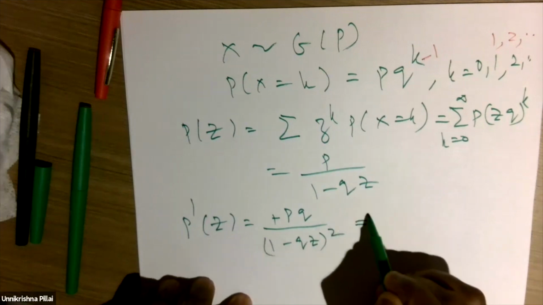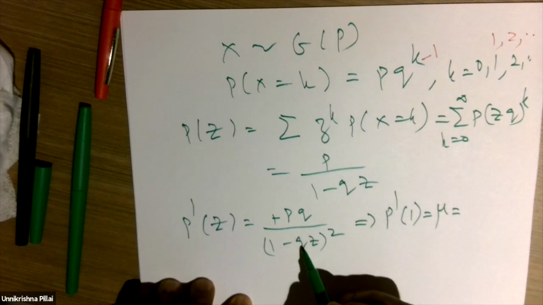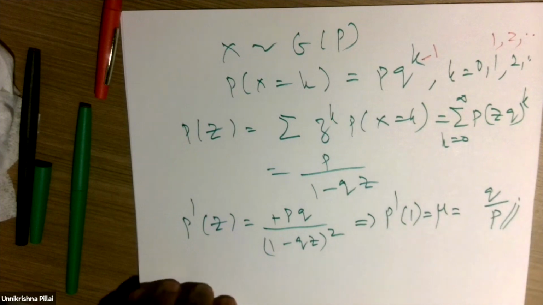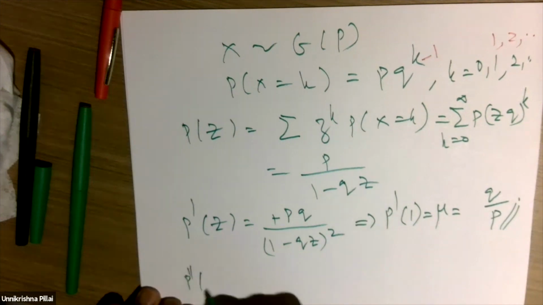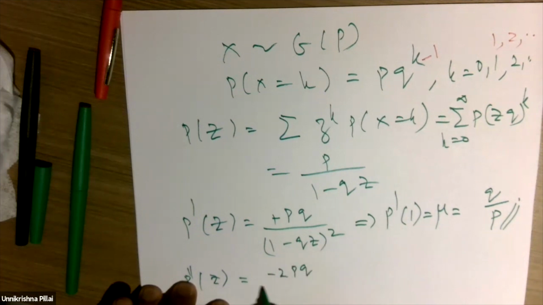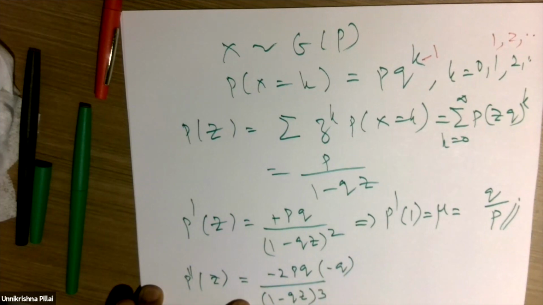Only if I did this correctly, from here P prime evaluated at one would be what? So z equal to one, one minus q is p, p squared in the denominator. So you get q over p. That's the correct answer. Now you do the second derivative, right? The second derivative is what? Minus two p q over one minus q z to the power three, multiplied by minus q. Is that correct? I hope it is correct. So P double prime at one is going to be, one minus q is p, p cubed.